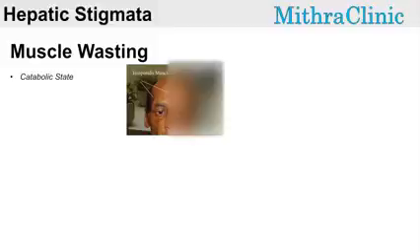Another sign of liver disease is muscle wasting. Chronic liver disease is a catabolic state, which leads to a lot of muscle wasting in different areas of the body. A lot of times you'll see it in the hands, and sometimes you can also see it in the temporalis muscles on the forehead. These areas of the head can actually see wasting.